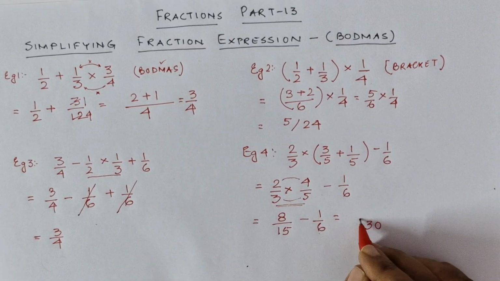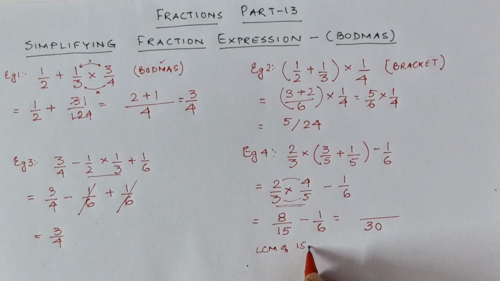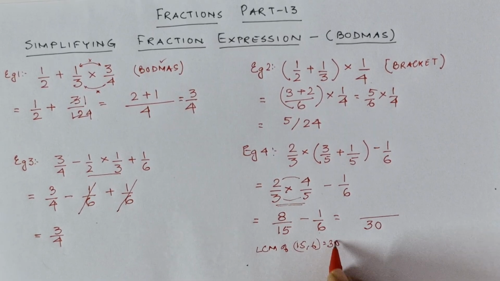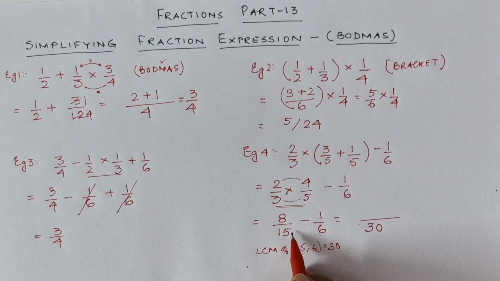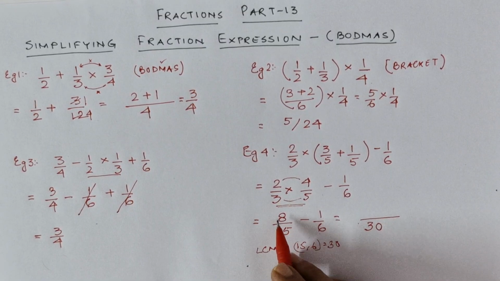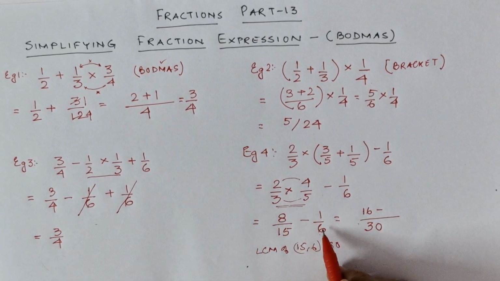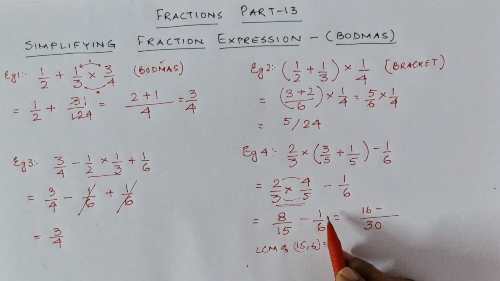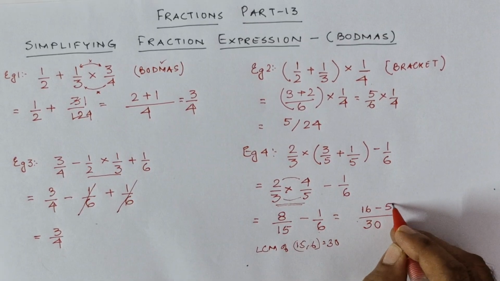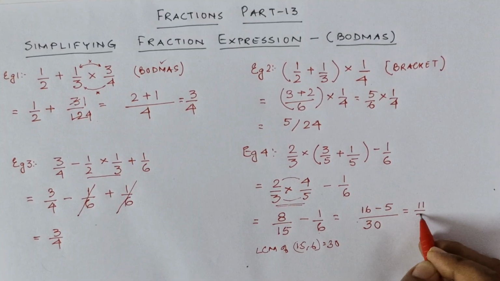Got it? LCM of 15 and 6 is 30. So I'll keep 30 here. I need to make this 30, so I'll have to multiply by 2. Hence, I have to multiply the numerator by 2. So 8 into 2 is 16. Minus, see, 1 by 6. I have to make this 30, so I have to multiply by 5 to make it 30. Hence, I need to multiply the numerator as well by 5. So it becomes 5. So 16 minus 5, by 30. This becomes 11 by 30.